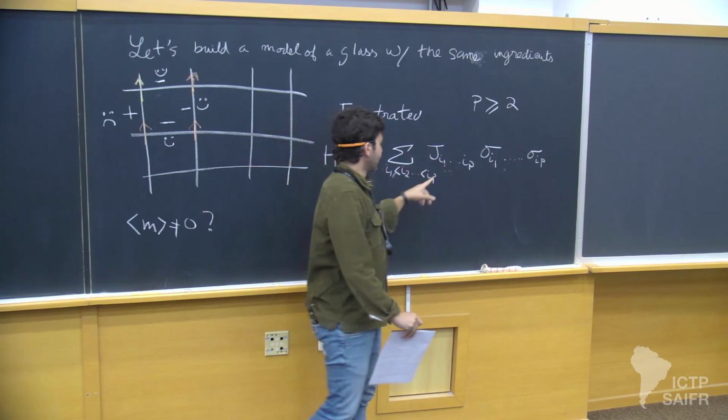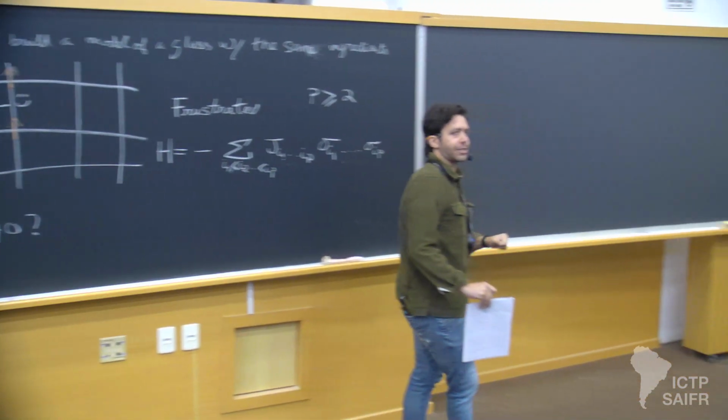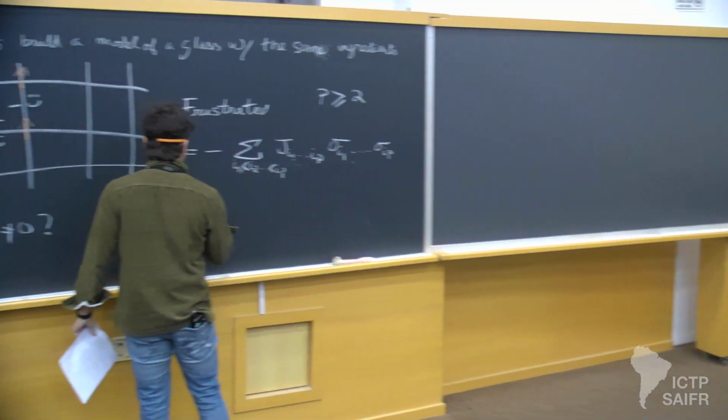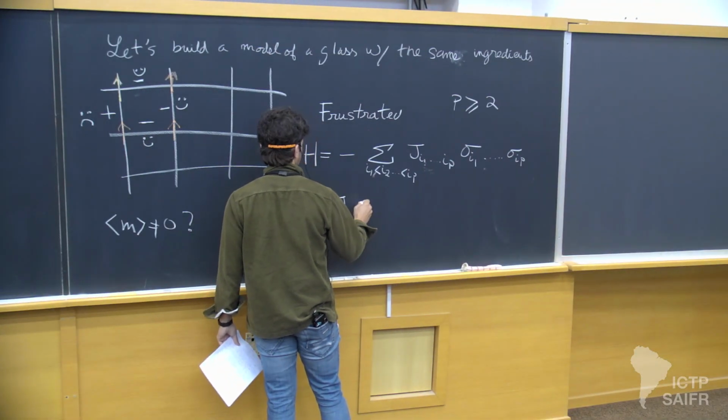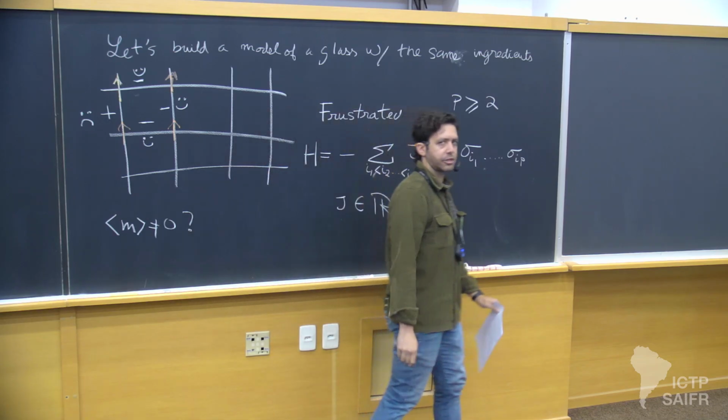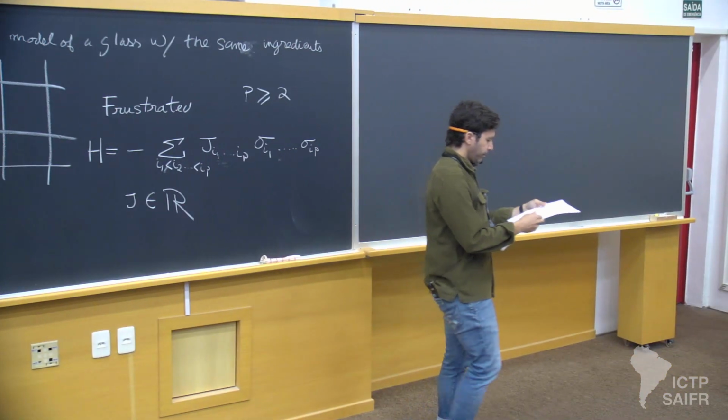Yeah. So these J's don't have a set sign. So J's can be real numbers, not positive. Okay.